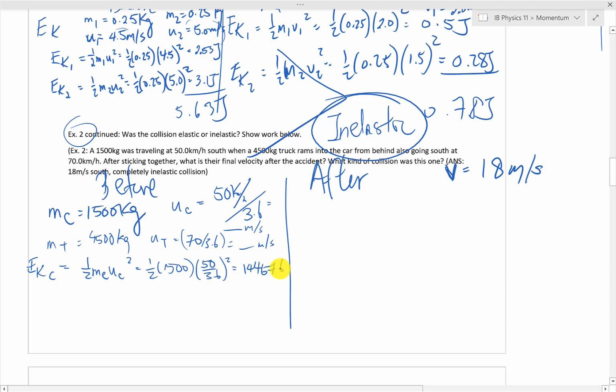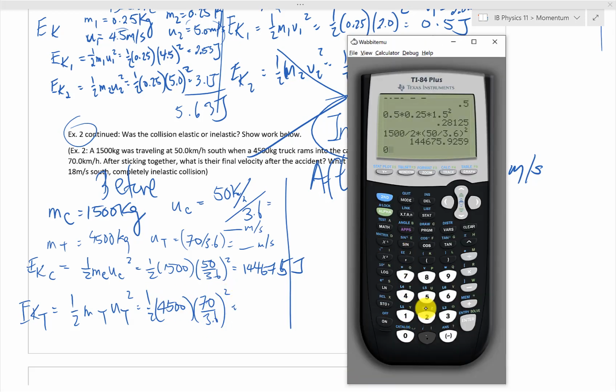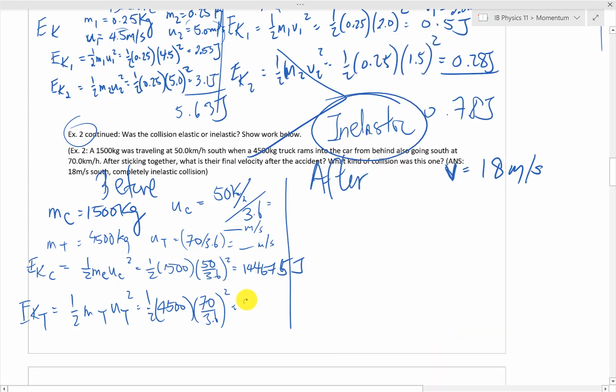I'm going to go ahead and put all of that into my equation. So that's 1/2 mv squared for the car, and putting the 50 divided by 3.6 in brackets and squaring it gives me the kinetic energy. Doing the same thing for the truck, but for 70 kilometers an hour, and taking all that squared gives me that number.